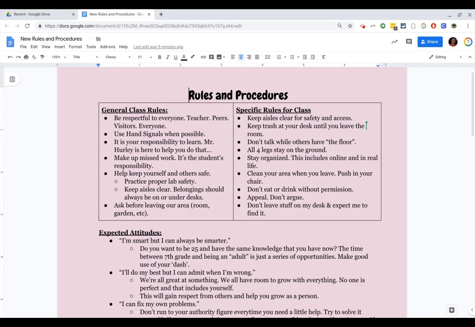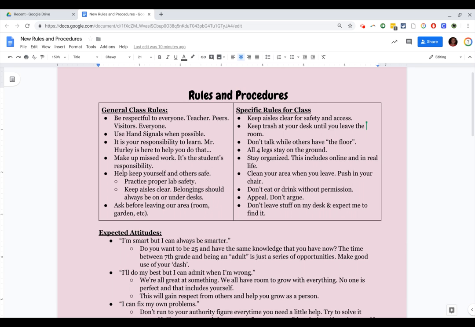So make up missed work. It's your responsibility. If you're absent, I will have the stuff that you need, or I can get the stuff that you need if you need extra stuff. But you're responsible for getting that. Another thing in general, just help keep yourself and others safe. If we're doing lab safety, if we're out in the food forest, if we're using glass inside or sharp scissors, like dissection scissors, just use proper lab safety. We'll talk more about that as the year goes on, and before the lesson I'll give you reminders, but just keep that in the forefront of your mind.